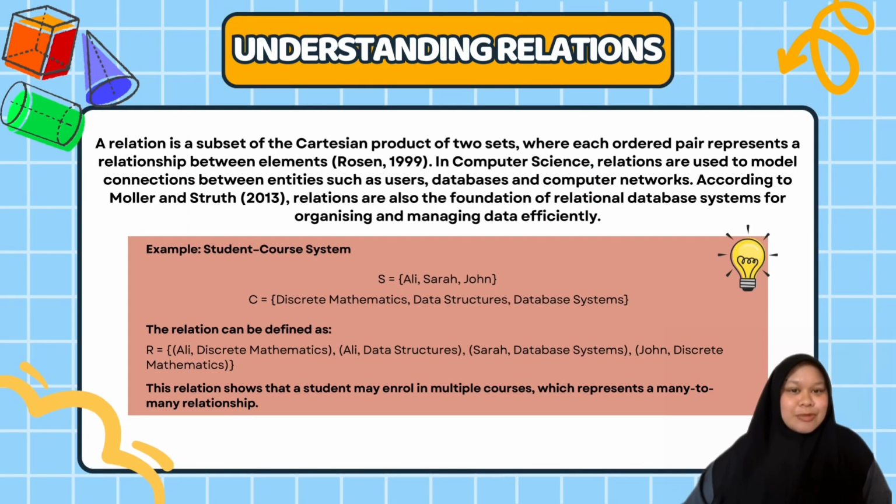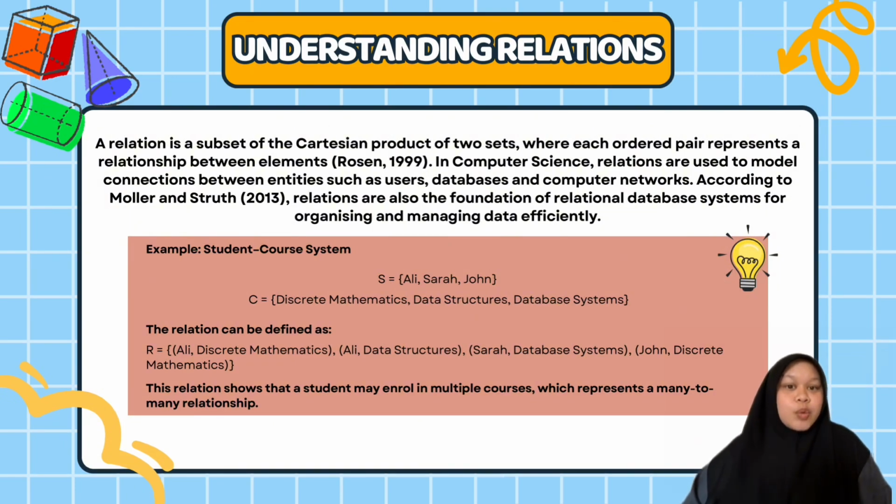So let's begin with the concept of relation. A relation is defined as a subset of the Cartesian product of two sets where each ordered pair represents a relationship between elements. In computer science, relations are commonly used to model connections between entities such as users, databases and computer networks. They are also the foundation of relational database systems for organizing and managing data efficiently.